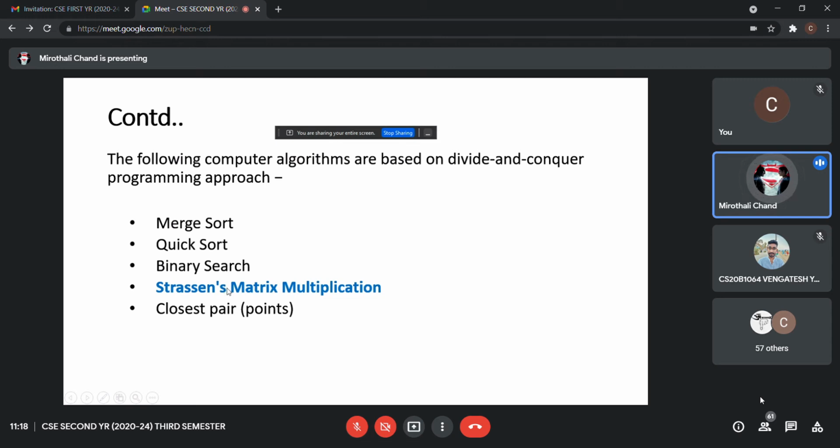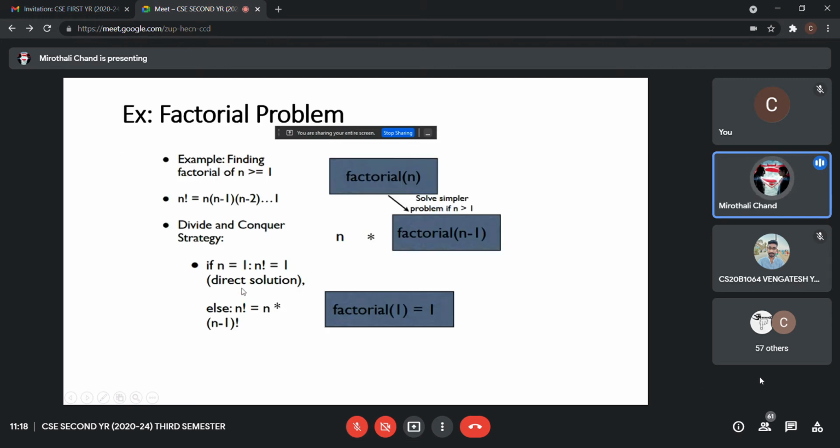So today, for this section, we will be seeing Strassen's matrix multiplication. Just for a simple example, we will see the factorial problem, which we solve using the divide and conquer strategy.